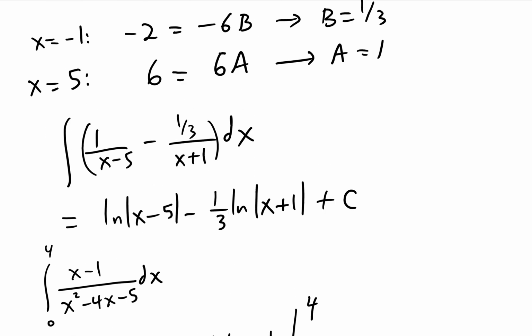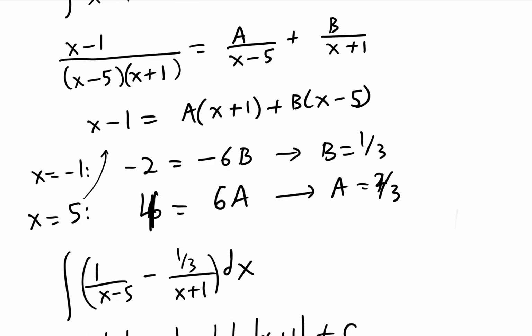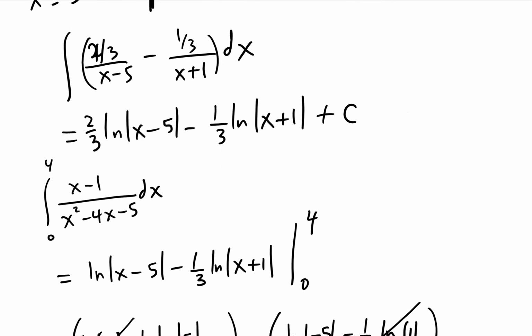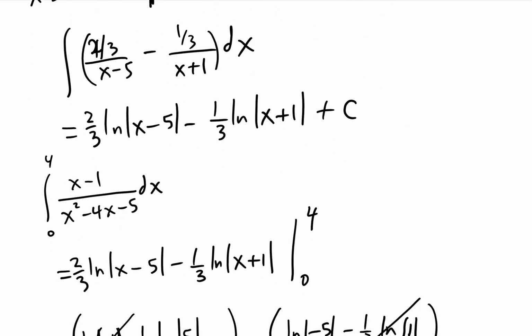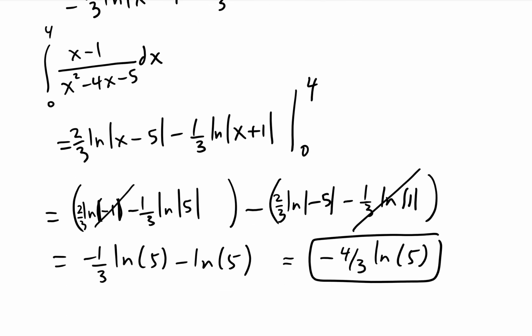So now we have the value of a here. When we plug the 5 in, that should be 4. So that would be 2/3. So we have 2/3, 2/3. So we get negative that.